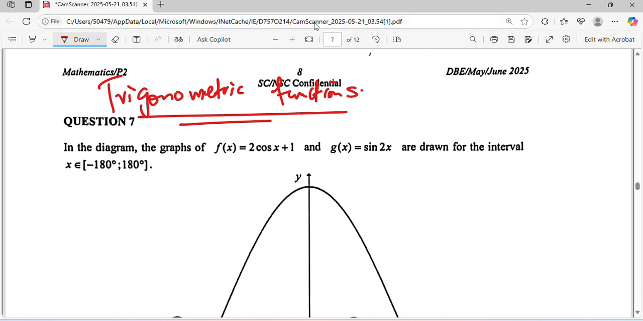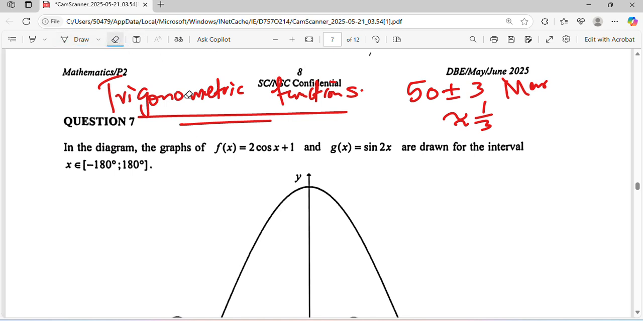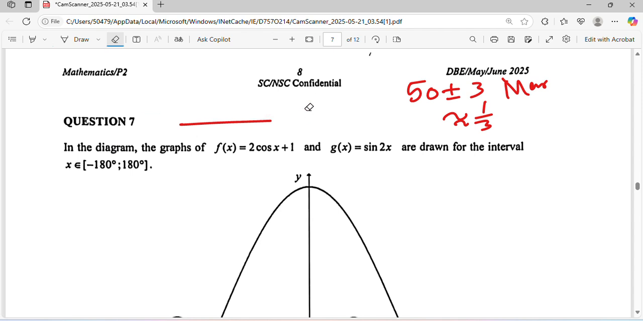As I said, trigonometry in the exam is going to contribute 50 plus or minus 3 marks, which is approximately a third of paper 2. As I always say, it's very important that you master each and every aspect of trigonometry. What do we have to take into consideration when dealing with trigonometric functions? This is quite an easy section if you understand how trig functions behave and what their features are. It becomes a very simple section to grasp.